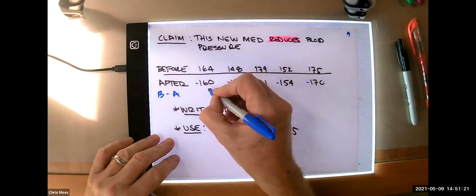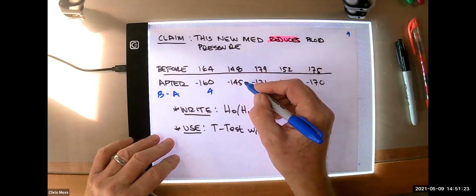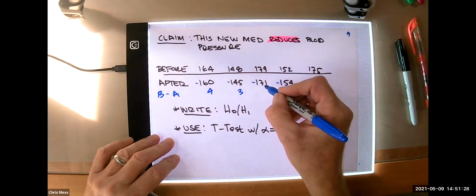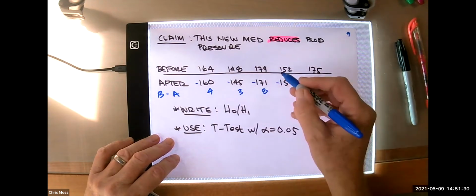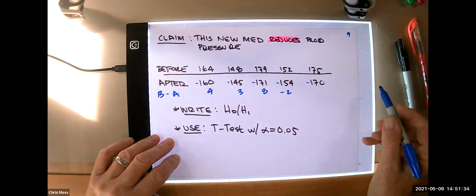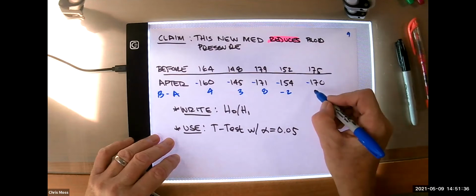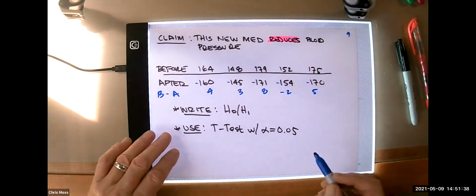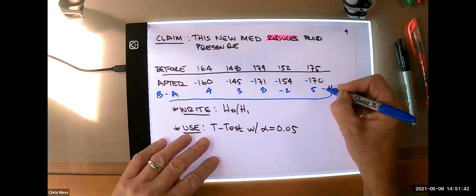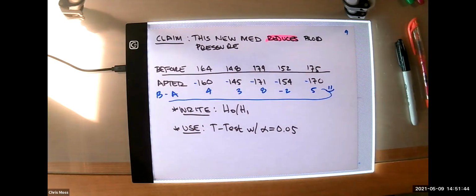164 minus 160 is 4. 148 minus 145 is 3. 179 minus 171 is 8. 152 minus 154. Notice that one is a negative 2. And then 175 minus 170 is a positive 5. So this is the sample that we are really interested in right there.